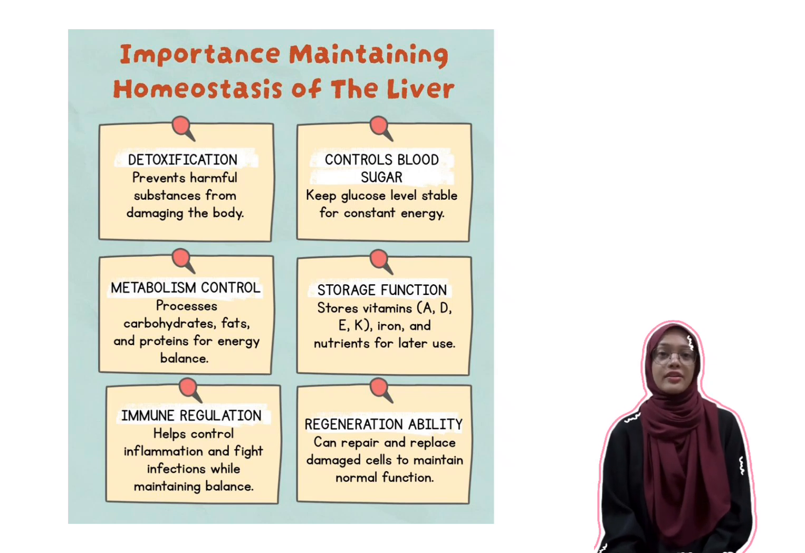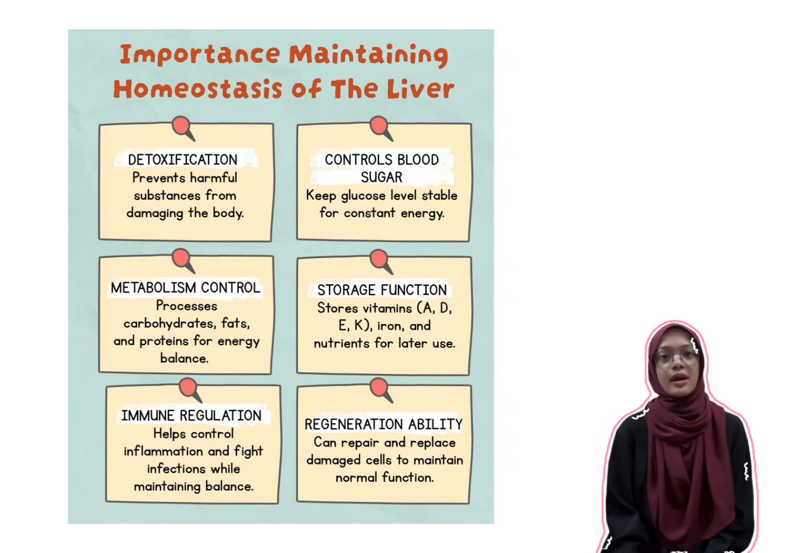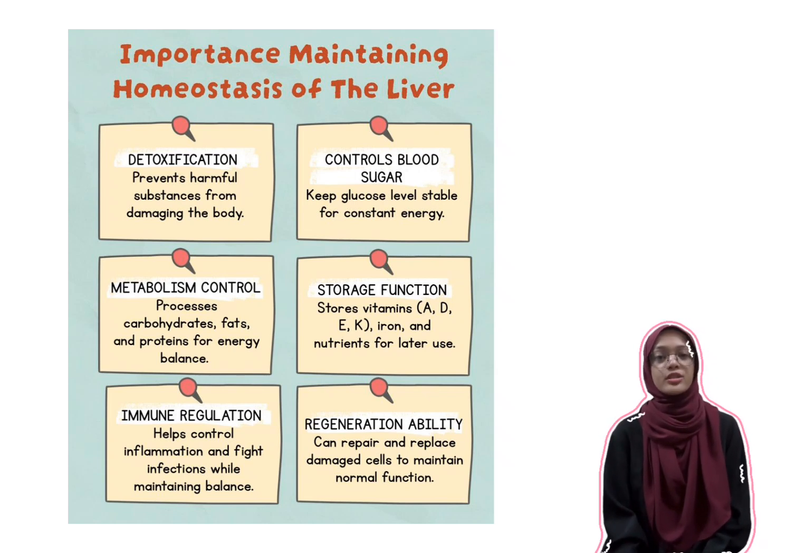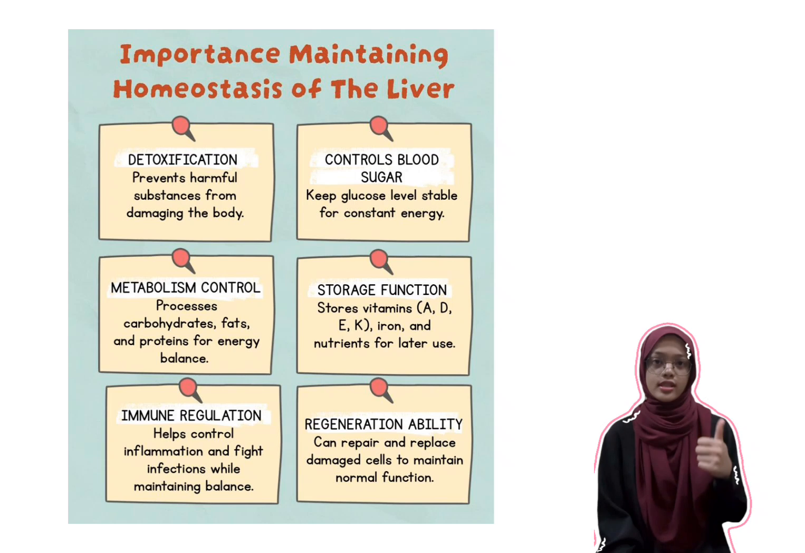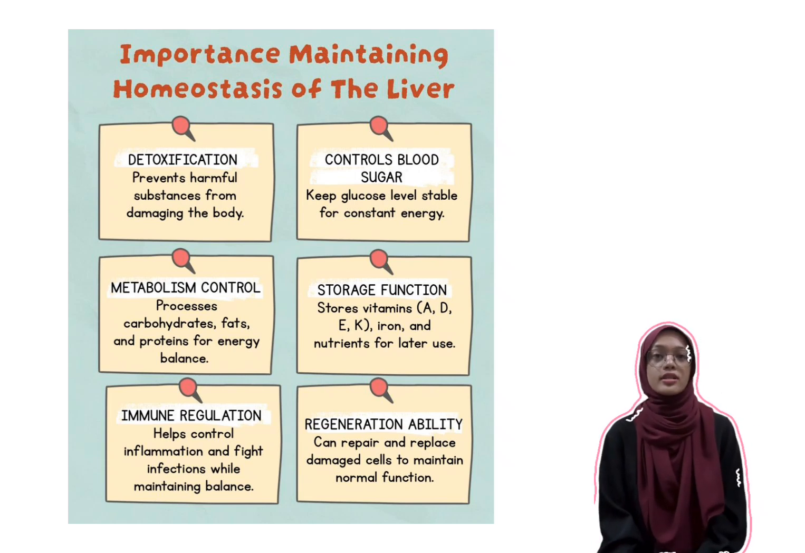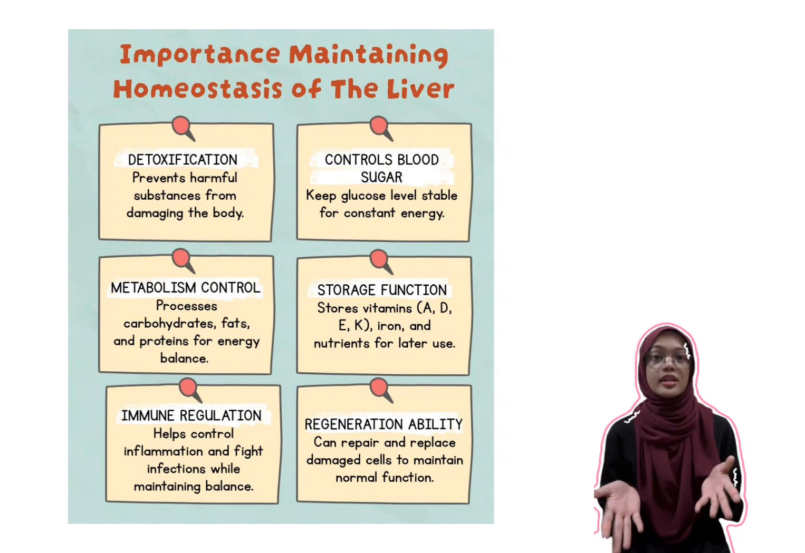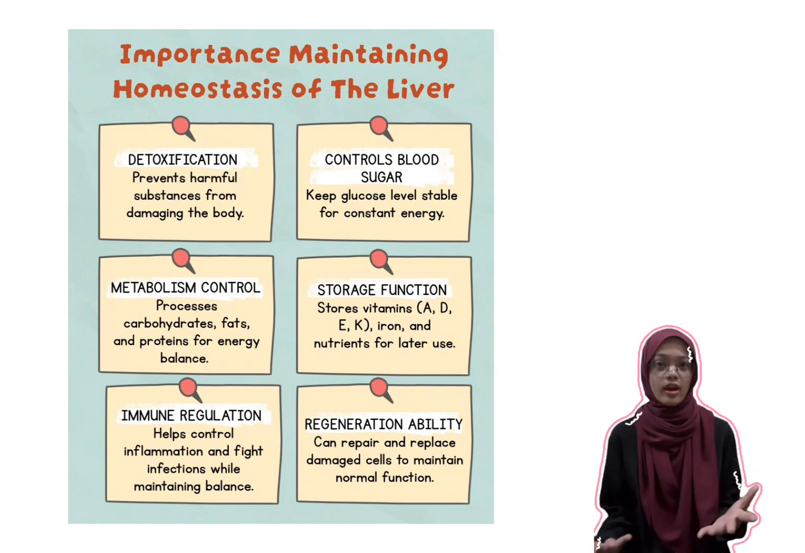Next, let's talk about the importance of the liver in maintaining homeostasis. The liver is a very important organ because it helps keep our body stable and functioning properly. First, detoxification. The liver removes harmful substances such as toxins, drugs, and alcohol from our body. This is important because if these substances stay, they can damage our organs and affect our health.